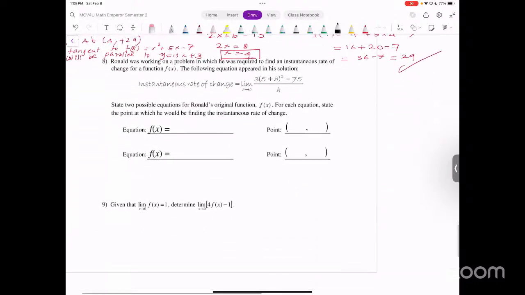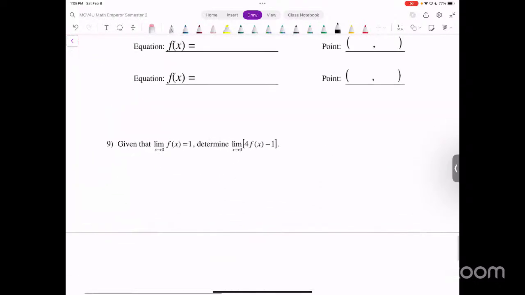All right, guys. Given that, determine this. So this question, I'm not going to say anything. Let's see how you guys figure that out. Given that the limit as x goes to 0 of f of x is 1, determine the limit as x approaches 0 of 4 times f of x minus 1.